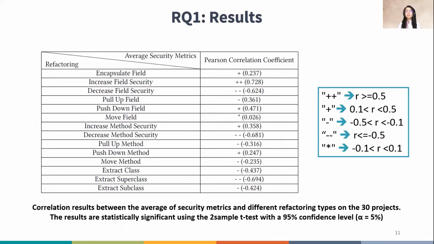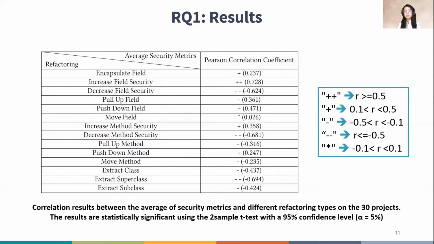For each refactoring type, we filtered the solutions to keep only the ones containing that type and counted its occurrence within the solution. Then we checked the correlation between the appearance of the refactoring type and its impact on the security metric. So we have increased method security, increased field security refactorings. They both reduce the accessibility to the attributes, and therefore they reduce the attack surface. And that's why we have here a positive correlation with the security metrics.